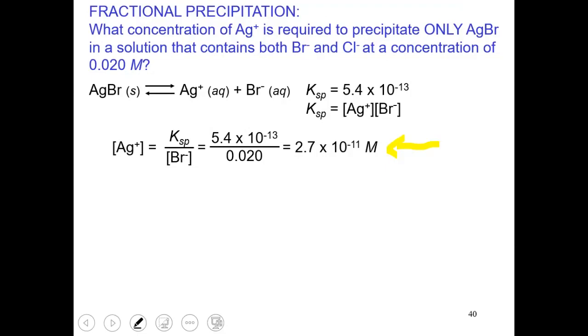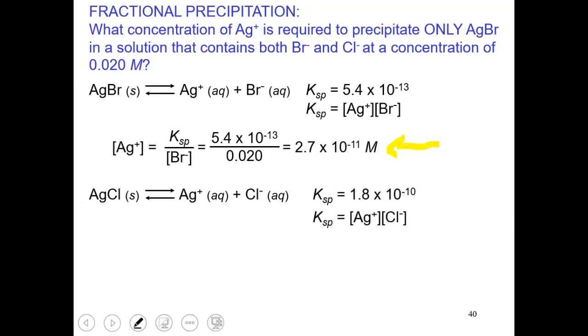Okay? Now, the question was, how can I make sure that I'm not precipitating the chloride ions? In other words, the silver chloride. Well, let's see what kind of concentration of silver ions does it take. Same analysis again. I have silver chloride dissociating into dissolved silver and chloride ions. I had to look up the value of KSP, 1.8 times 10 to the negative 10. I had to deconstruct it into the product of the two ion concentrations.